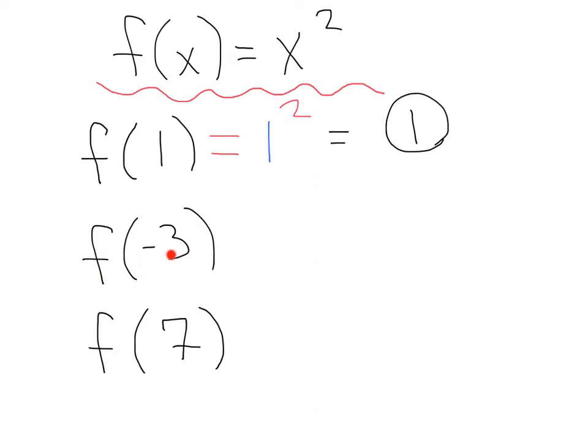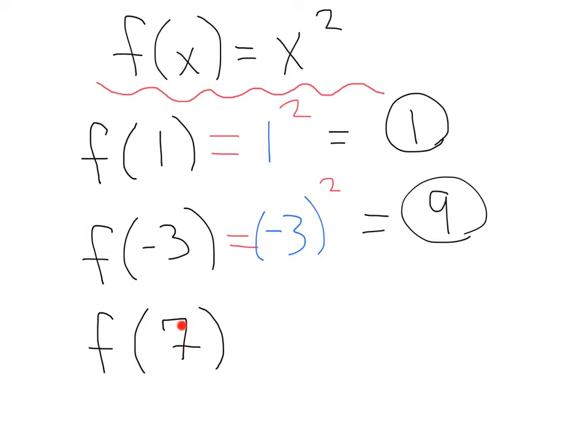Beautiful. Here we have f of negative 3. This time, instead of 1, we're going to plug in negative 3 for x. That's going to give us negative 3 squared. And I put the parentheses because this is going to be negative 3 times negative 3, which is going to be positive 9.